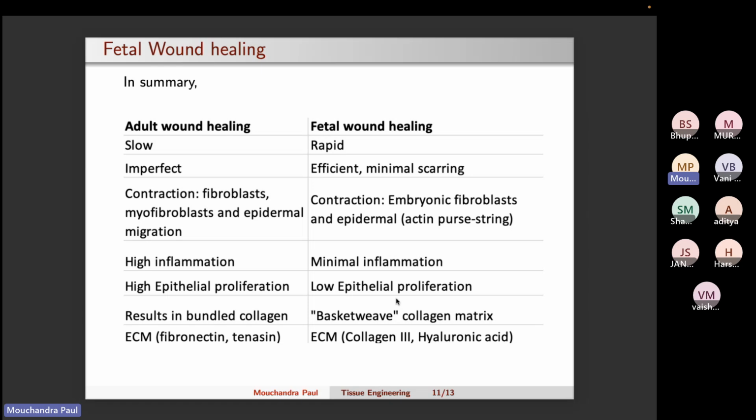So less scar formation is cosmetically more desirable for people getting wounds on, like say, face, etc. So if people are able to mimic the conditions that promote fetal wound healing kind of features like minimal scarring, then it will be very impactful and change the quality of life of various patients. Okay.